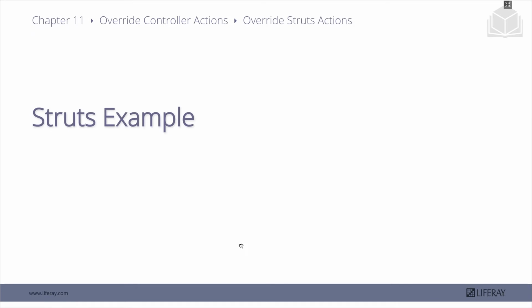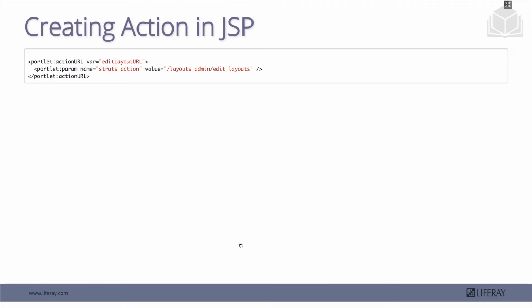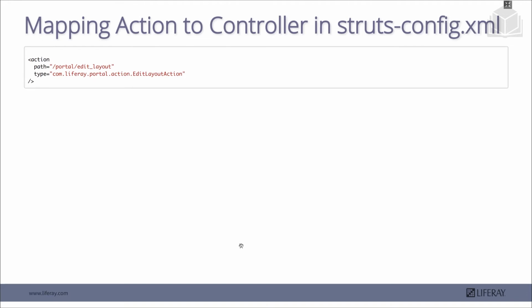Let's go ahead and give an example of Struts. Over in our JSP section, we might have a specific action URL. It has a name called struts action, and then the value could be something like layouts admin edit layouts. Over in the struts-config.xml, we can have a specific path /portal/edit_layout. Let's pretend that over on the JSP side, the mapping is the same.